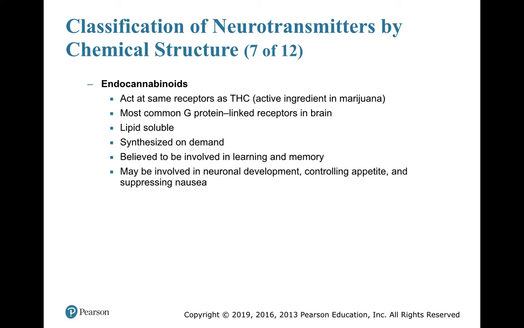Endocannabinoids act on the same receptor as THC, which is the active ingredient in marijuana, the most common G protein linked receptor in the brain. It is lipid soluble, again synthesized on demand, thought to be involved in learning and memory, and may be involved in neural development, controlling appetite, and suppressing nausea.